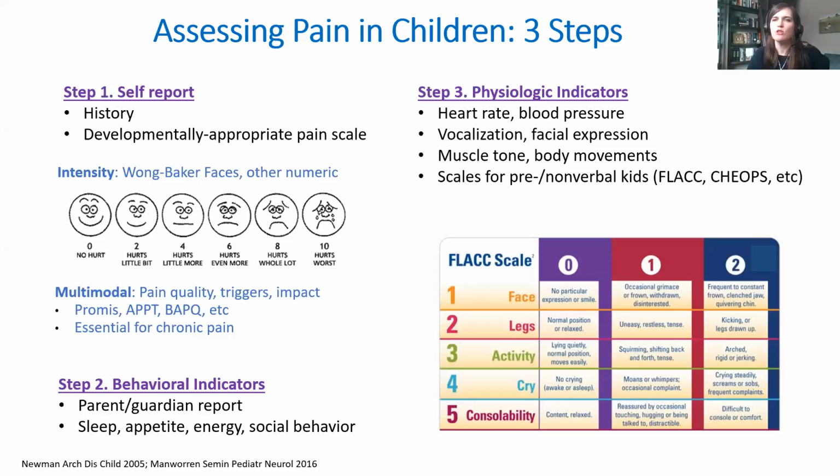And the third step is to look for physiologic indicators of pain. This is something we get from the physical exam. So we look at vital signs, including heart rate and blood pressure, vocalization, facial expressions. We're going to look at how the child is moving their body and different areas of muscle tone. And there are scales available to help for either pre or nonverbal children.